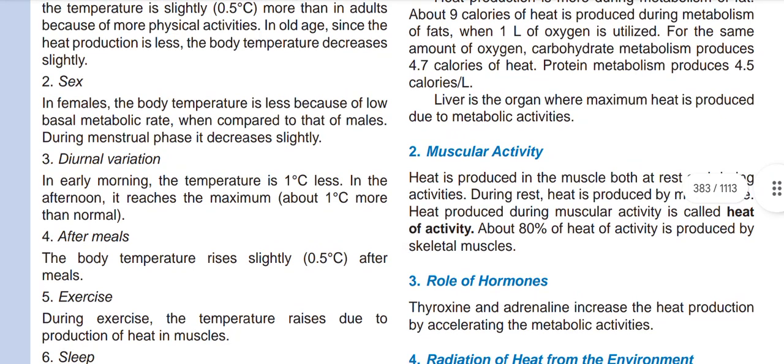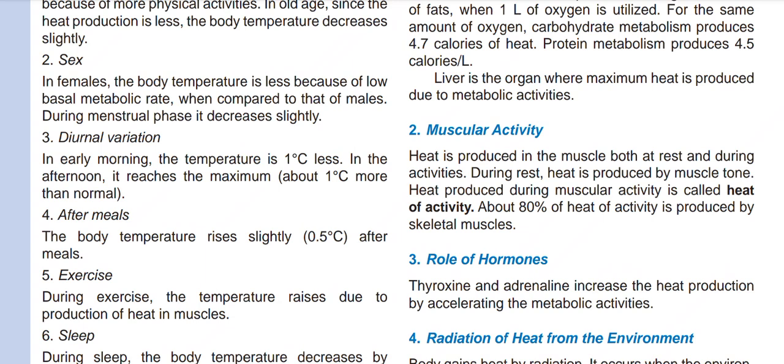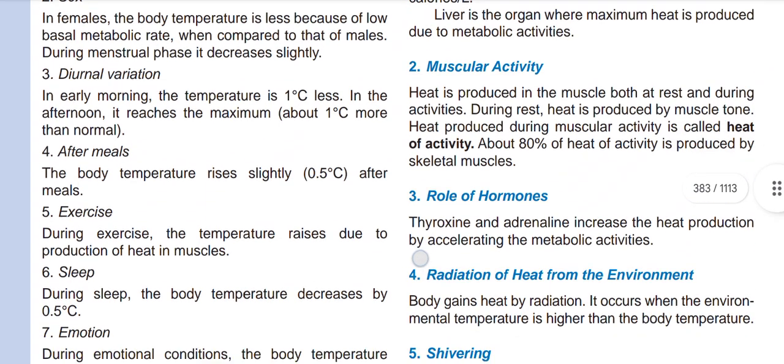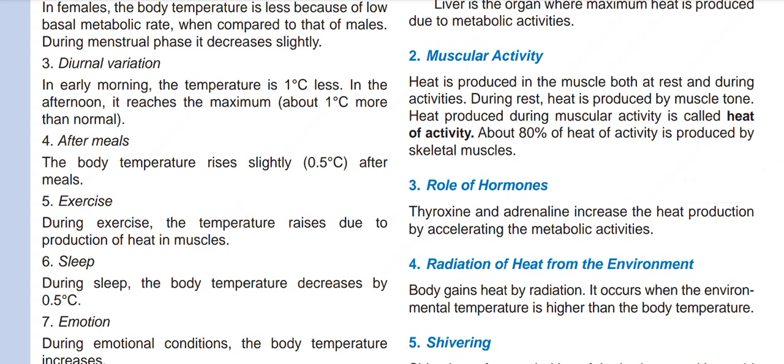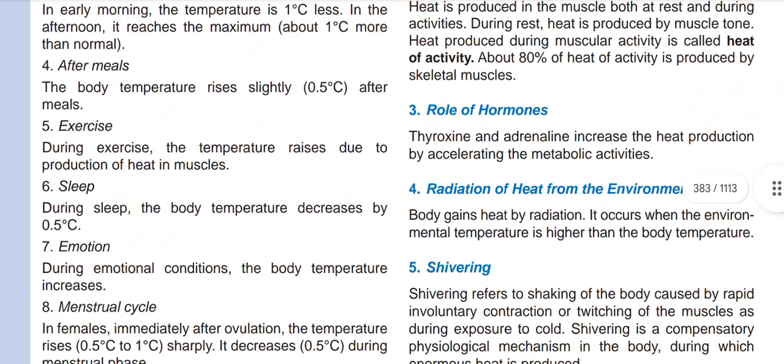And liver is the organ where maximum heat is produced due to metabolic activities. So which organ has the maximum heat production capability? That is liver. Now muscular activity. Heat is produced in the muscle both at rest and during activities. During rest, heat is produced by muscle tone, and heat produced during muscular activity is called heat of activity. About 80% of heat of activity is produced by skeletal muscle. Now, role of hormones. Thyroxine and adrenaline increase the heat production by accelerating the metabolic activities.